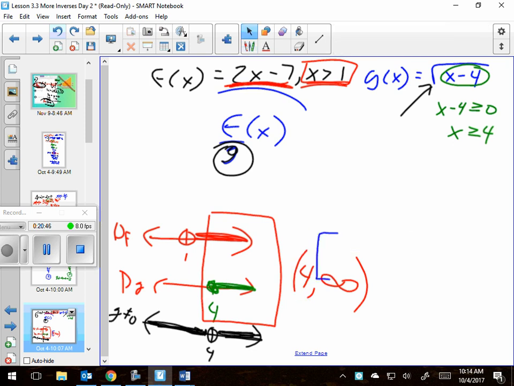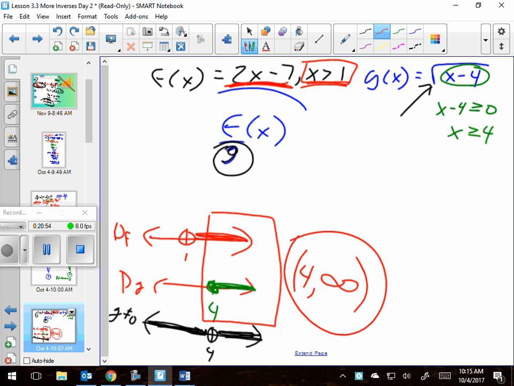Yoink, take off that bracket, and there's my answer. They now overlap there. That's the difference. It's just a bracket versus a parenthesis, because those three number lines now all overlap at bigger than 4.